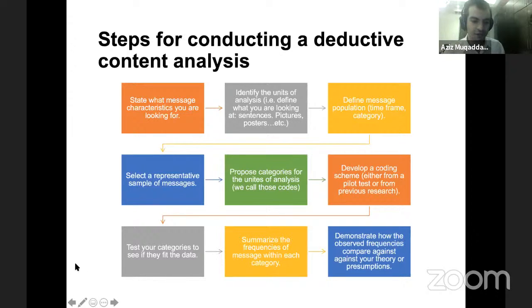And this is only if you're doing the deductive approach. The steps would be a little bit different, but up to this point, you define the message population. Remember I said if you're analyzing one Instagram account or one newspaper, you would say, okay, we're looking into a time frame, so the last 6 months, or the last 10 issues, or the top 50 pictures from an Instagram account. From that, you can either do the whole thing or you select a representative sample.